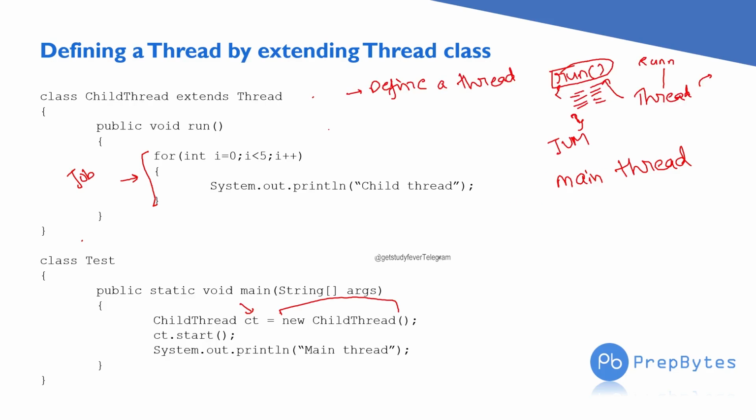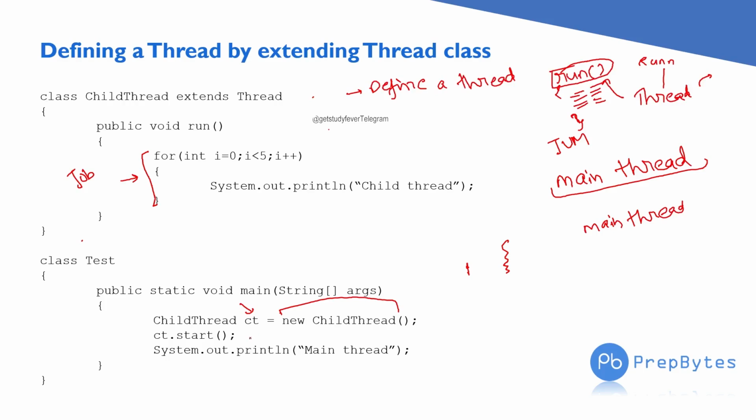This main thread begins its execution from the main method. Whenever we have a main method, the main thread will begin its execution. Now an object is created, ChildThread ct equals new ChildThread. This is also created by the main thread, because each line executing in this main method is done by the main thread. Just a single thread.